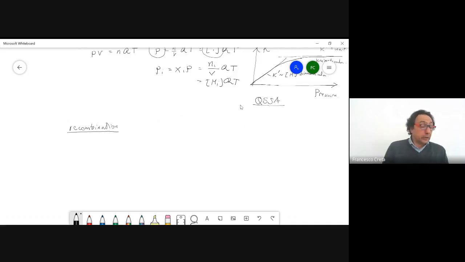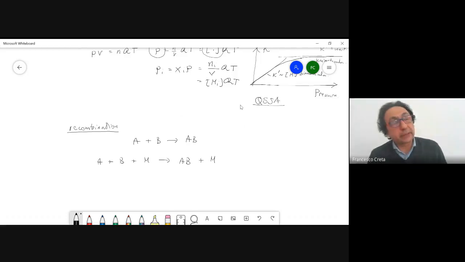Okay? So a recombination reaction is exactly the opposite of what we saw before. Something like this. In fact, we already know that this is not what's really happening. There's going to be a third body involved, which, again, does not participate chemically with the reaction, but only energetically. Okay? You can hear me, right? Yes, Professor. Okay.